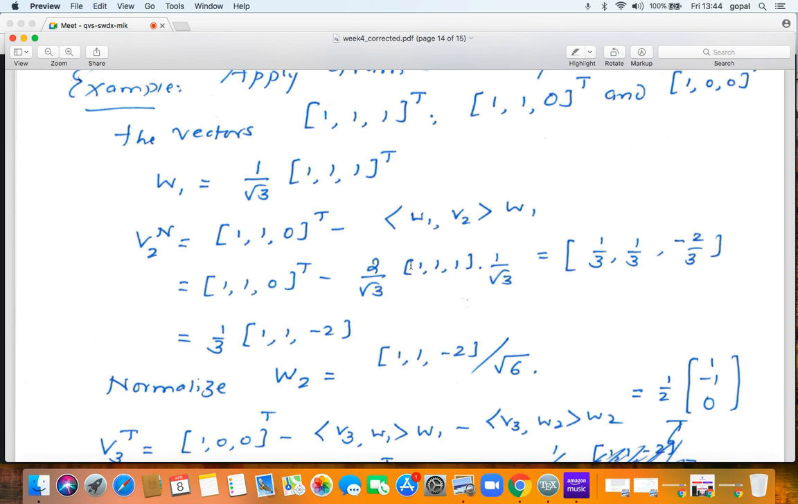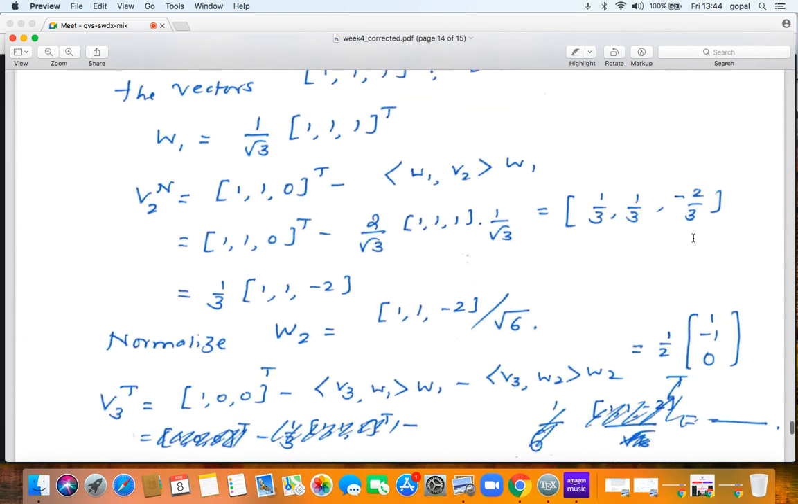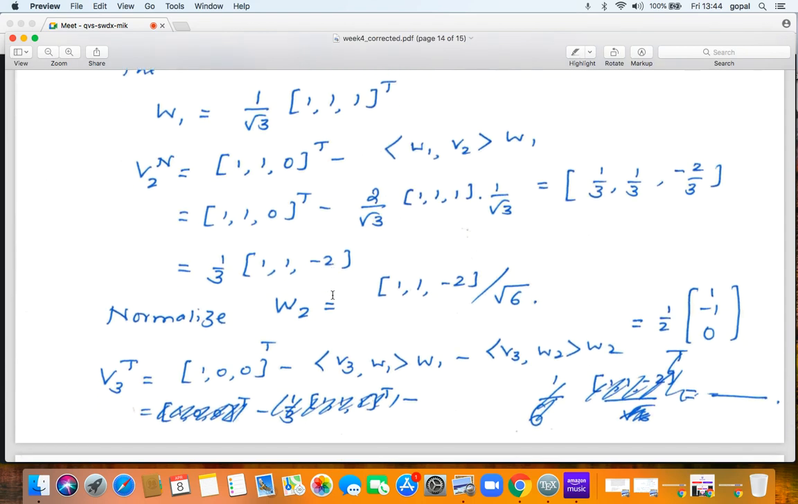So 1 minus 2/3 is 1/3. 1 minus 2/3, again 1/3. And 0 minus 2/3 is minus 2/3. The second vector is (1/3, 1/3, minus 2/3), or you can say 1/3 times (1, 1, minus 2). Is it a unit vector? No, it's not a unit vector, and so you have to divide by the length.